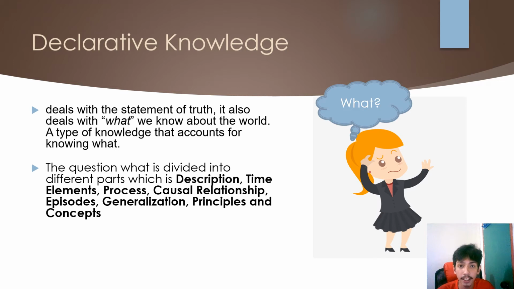So declarative knowledge is simply a type of knowledge that accounts for knowing what. The question what has a very wide scope. That is why the declarative knowledge is divided into some parts such as description, time, elements, process, causal relationship, episodes, generalization, principles, and concept. Then let us look through the difference of each one of these.